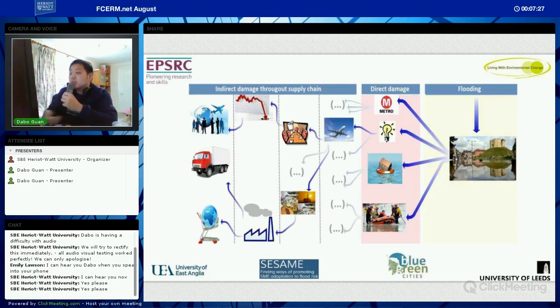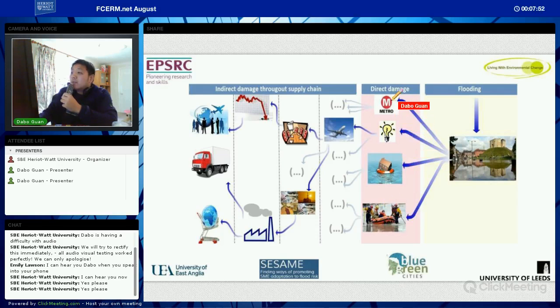The diagram shows what the flood footprint is. For example, you have flooding in one particular place on the right-hand side. Then you have the direct damage, for example, the metro, the subways, the underground is closed, there is an electricity shortage, and houses have been flooded, plus rescue activities.